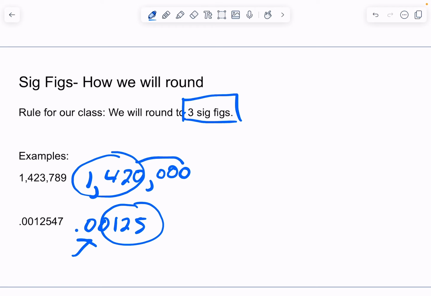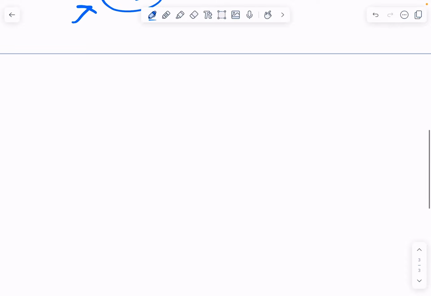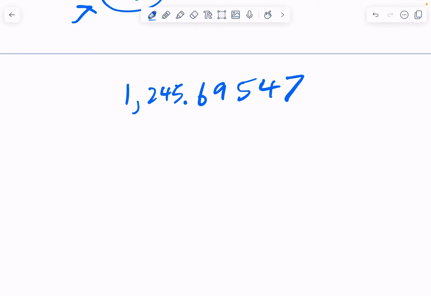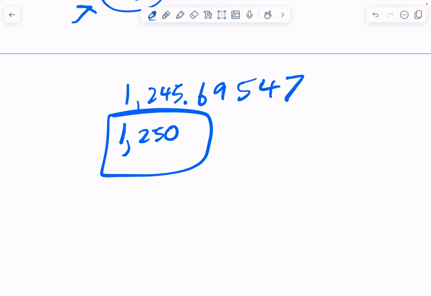You're going to have calculations in your calculator, and you'll get like 1,245.69547. Okay, if you put this as your answer on the test, they're going to hate it. They're going to probably count it wrong because it's just too many significant figures. Rather, for this particular one, we'll do 1,250, and that would be a much more accepted answer. Okay, so they don't want to see all these extra digits, and we're going to go to 3 significant figures.